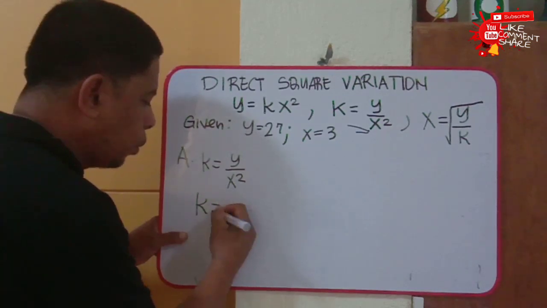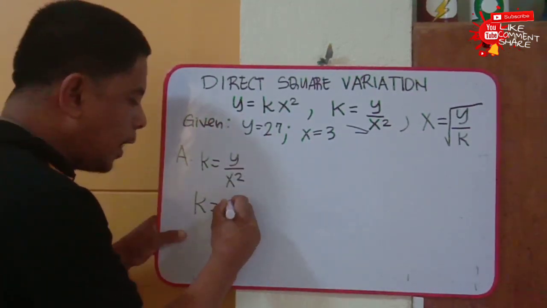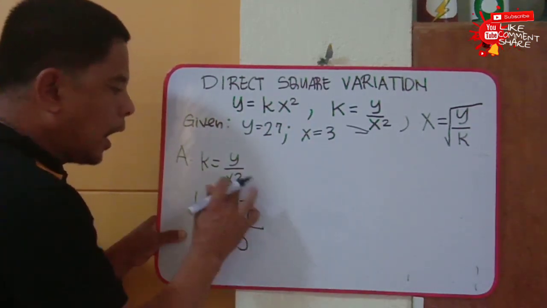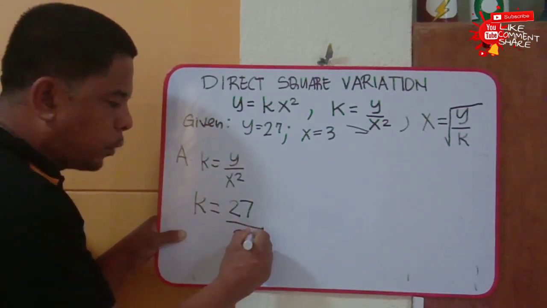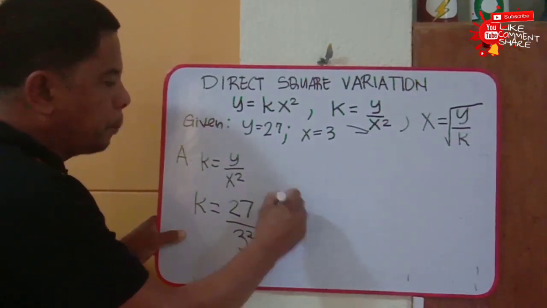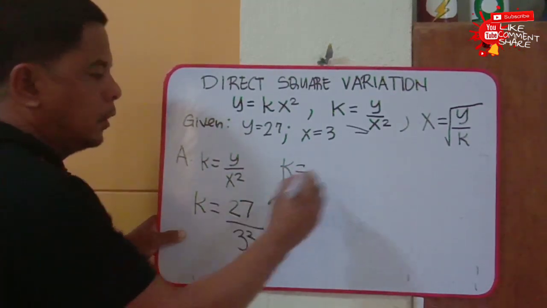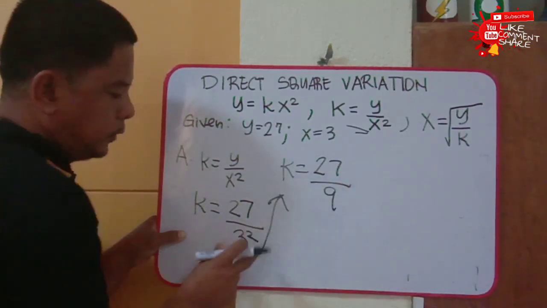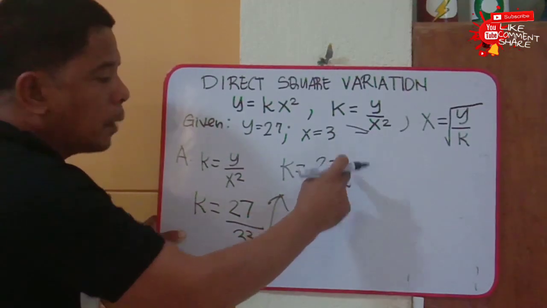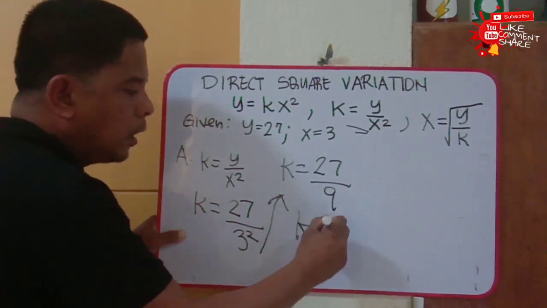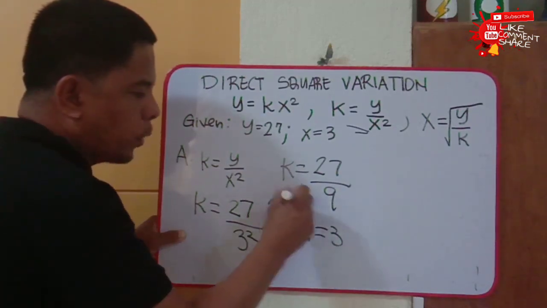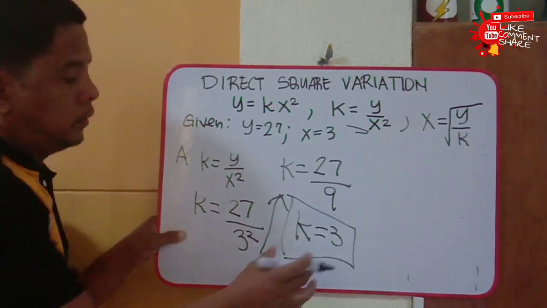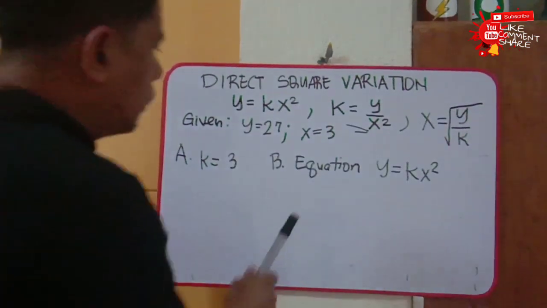So, k equals, what is y in our given? Y equals 27 over x. X is 3. Kaya lang, that is x squared. Yung 3 natin, i-squared din natin. Okay, simplify. K equals 27 over 3 squared is 9. So, that is 3 times 3 is 9. And 27 divided by 9, k equals 3. So, yun yung first question natin sa example natin sa direct square variation. What is the constant? Okay.